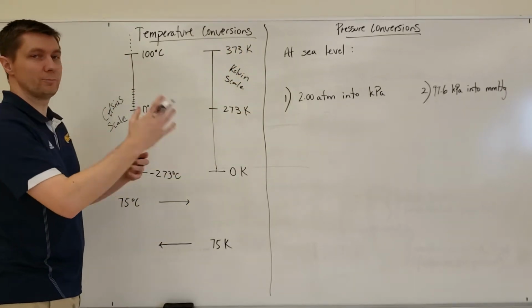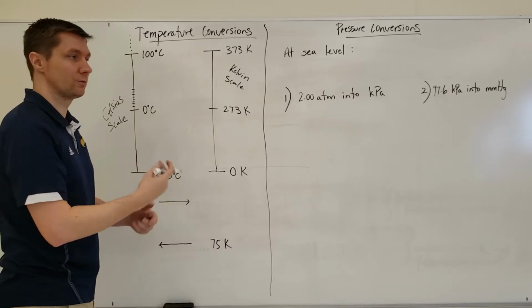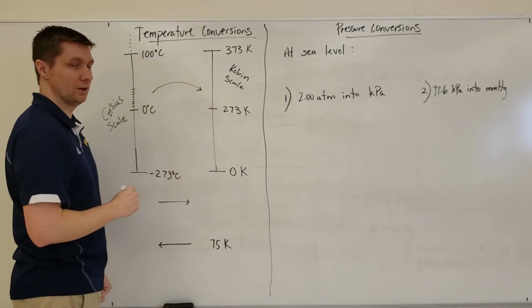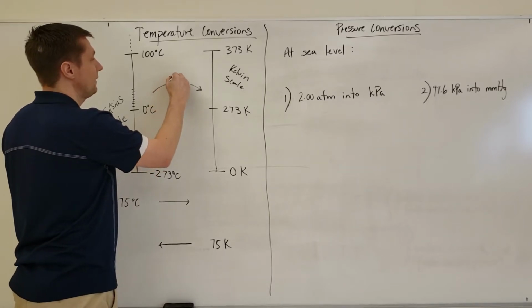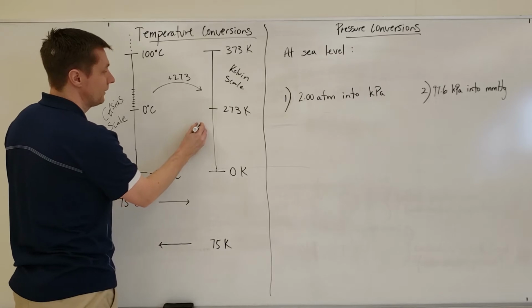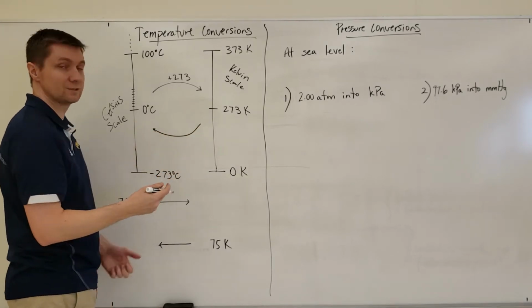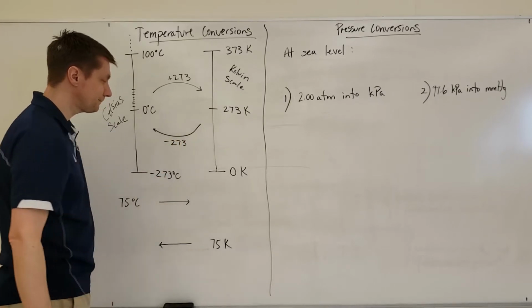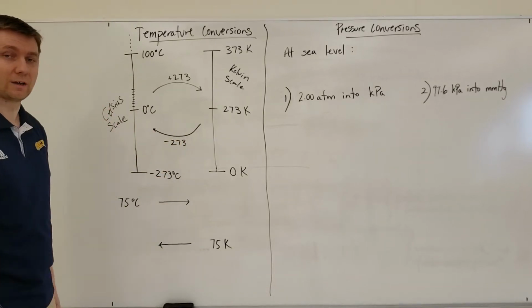So in order to convert between the two scales, which you're going to need to do throughout the course of this unit, if I'm going from Celsius to Kelvin, I'm going to add 273 to that number. And if I'm going from Kelvin to Celsius, then I'm just going to subtract 273. And that will allow me to do my conversion.